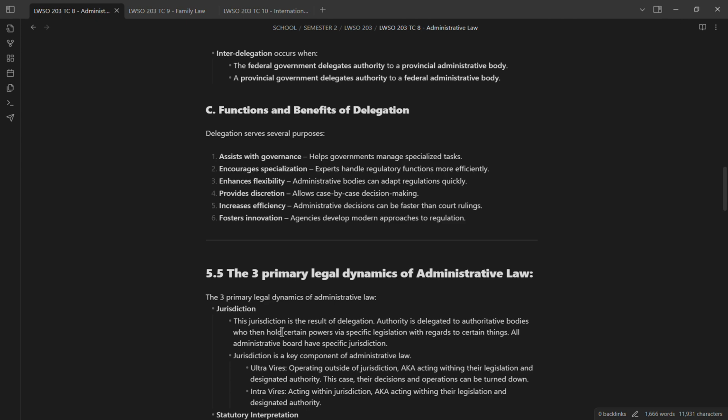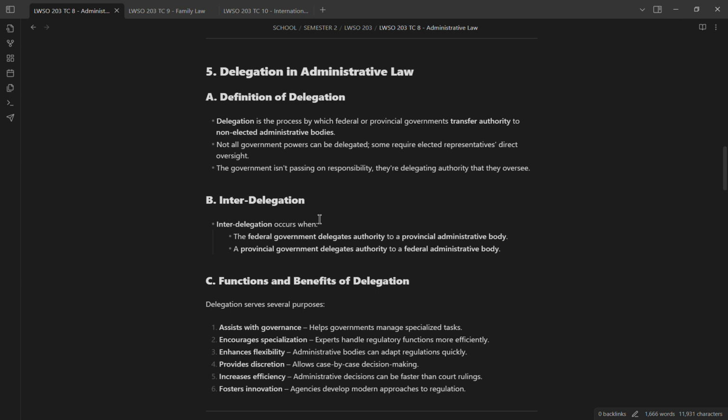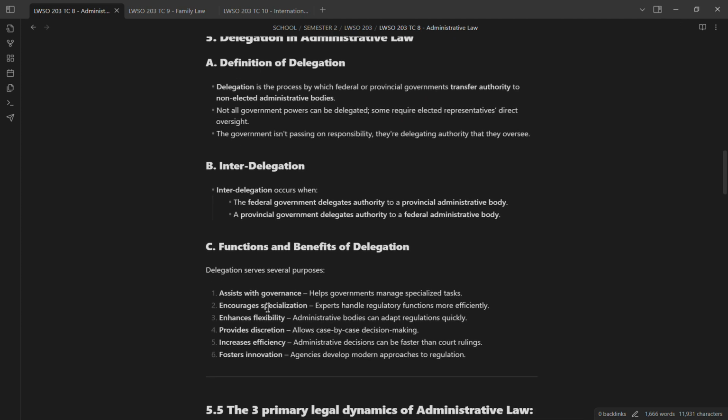So we have a pretty good understanding of delegation, right? It's delegating authority that is still being overseen by you, but you aren't specifically passing on responsibility. We can see a federal governmental body delegate authority to a provincial administrative body versus a provincial government body delegating authority to a federal administrative body, and this helps in several ways. It can assist with governance, it can encourage specialization, it can enhance flexibility, provide discretion, increase efficiency, and foster innovation.